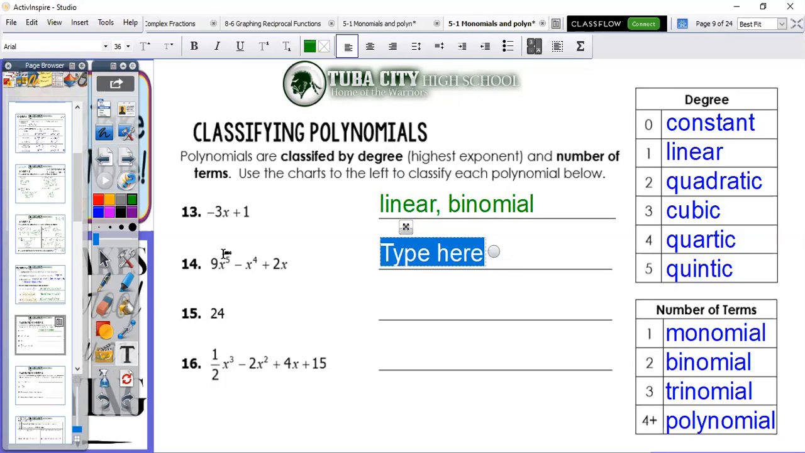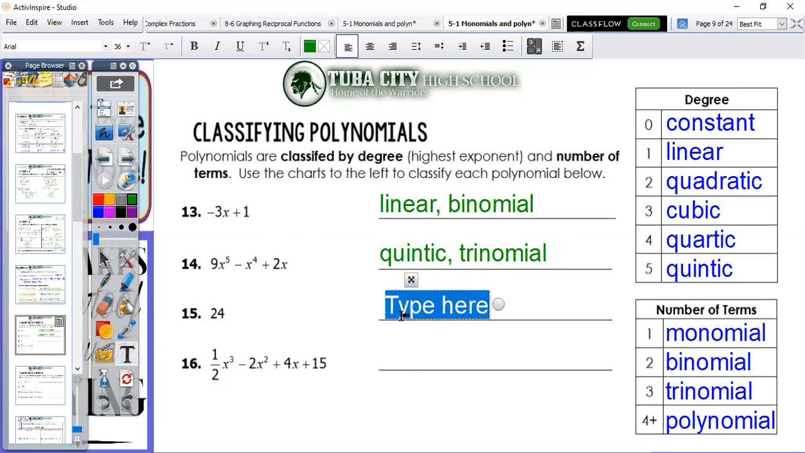All right, so let's see, look at this one here. So look at the highest degree, the power, 5, 4, 1. So this is a 5th degree. So we call this quintic. I don't really need to put the capitalization there. It's not a proper term. So it's a quintic because again, it's a 5th degree. And the number of terms, how many terms are there? 1, 2, 3. So there are 3 of them. So this is a trinomial. So you might think of like a tricycle or a triceratops. So tri means 3.